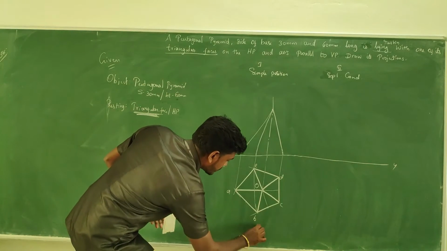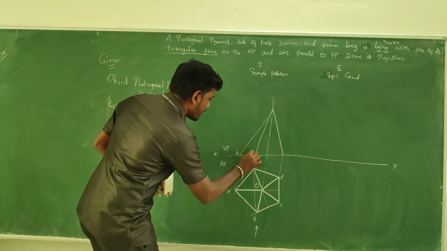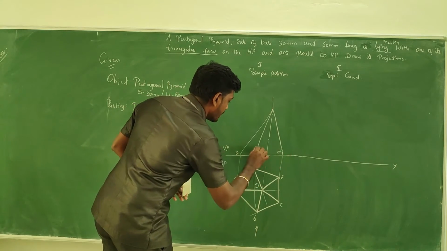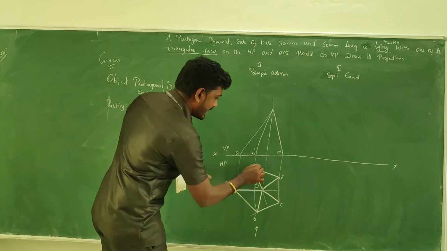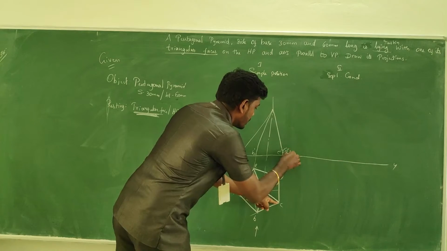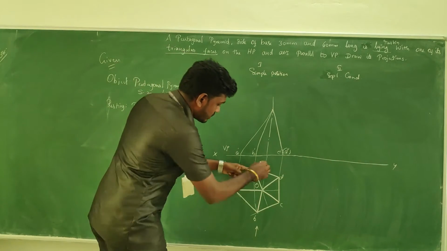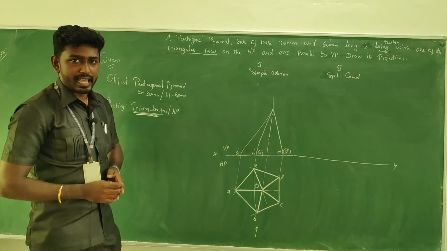When you are getting the observation from the front, A, B, C will be visible. It's the front view, dash marks. And D and E will be invisible. D is just behind C, so near it I take D dash, and E is just behind B, so near B I take E dash.